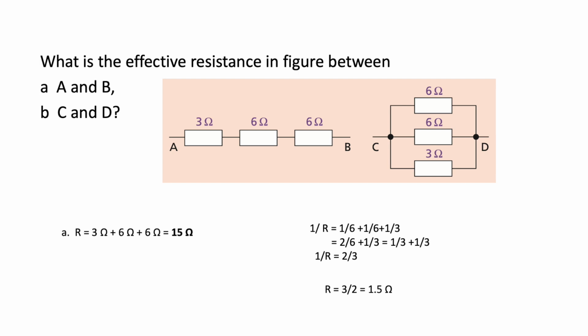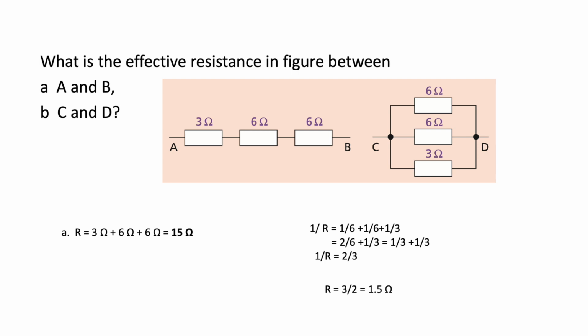Here you can see two circuits. The first circuit is a series connection and the second one is a parallel connection. So what is the effective resistance in the figure between A and B and also between C and D? The first one is very simple. It is a connection of resistors in series. So effective resistance R is equal to R1 plus R2 plus R3. You will get 15 ohm.